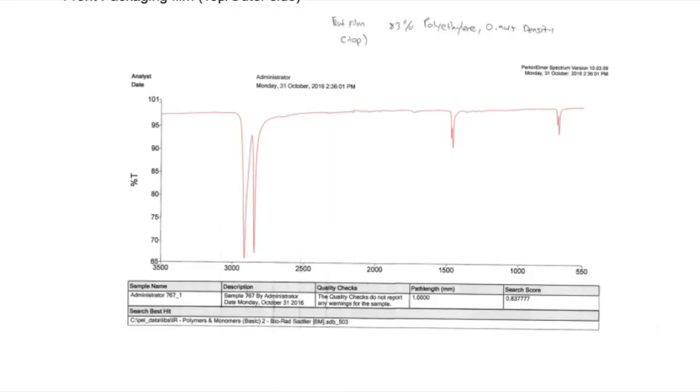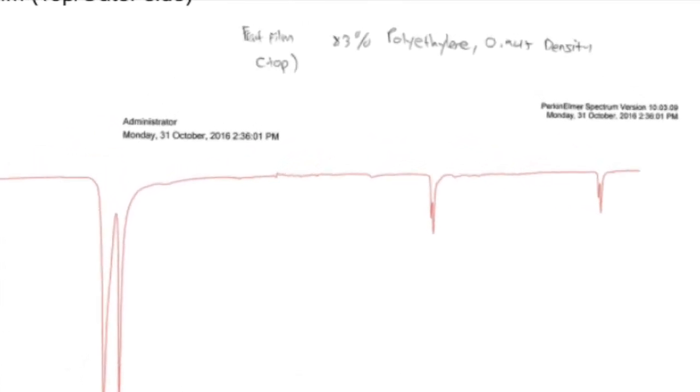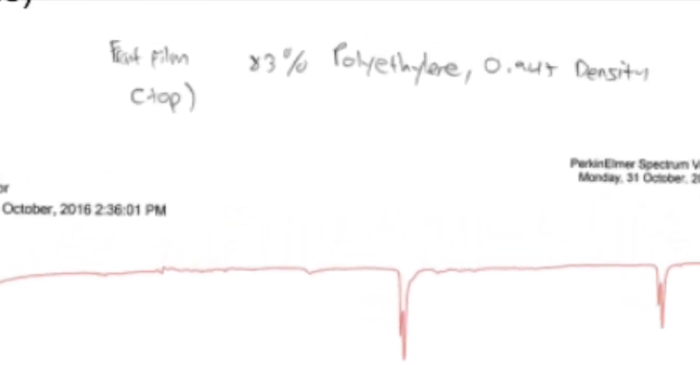We can see that the graph has similar results to that of the transmission analysis, and that it has an 84% match with polyethylene with a 0.945 density. It has the same peaks in the same regions.